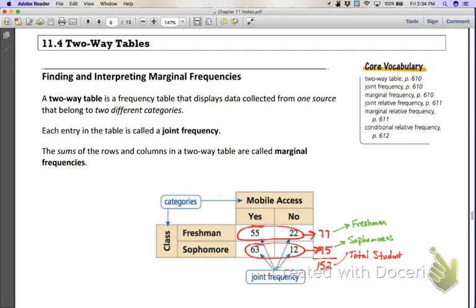Sophomore values, that is what we're talking about whenever we're talking about the marginal frequency. Okay, it's the total of your row or your column. Now, we only did the row of freshmen and the row of sophomores. If we did the total number of people that said yes, we would just add straight down and have 118, and then we would have 34. It doesn't matter if we go across or if we add straight down, it should add up to 152 total, whether we go vertically with the column or horizontally with the row.